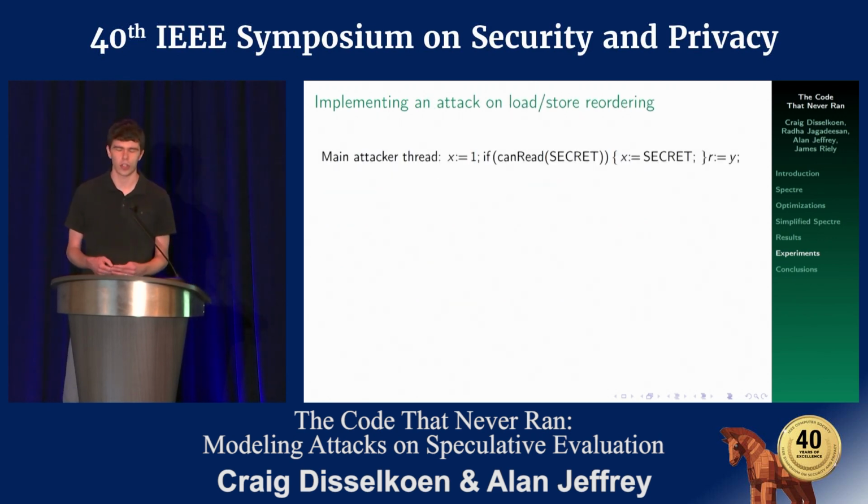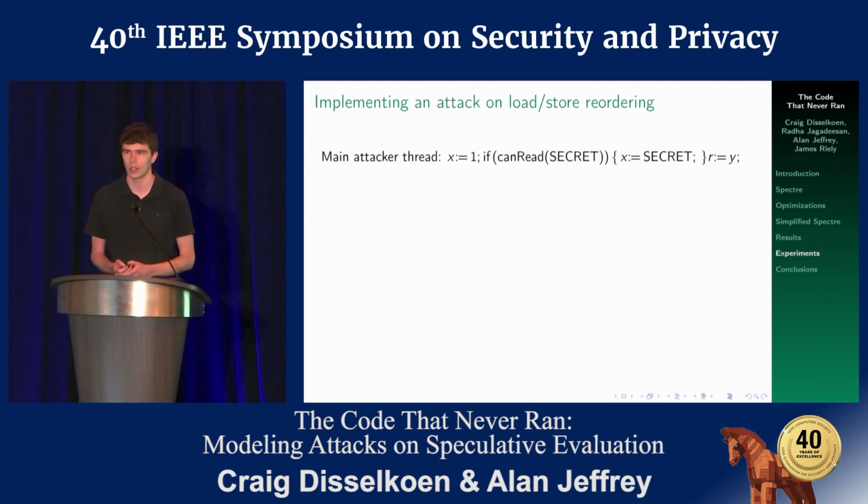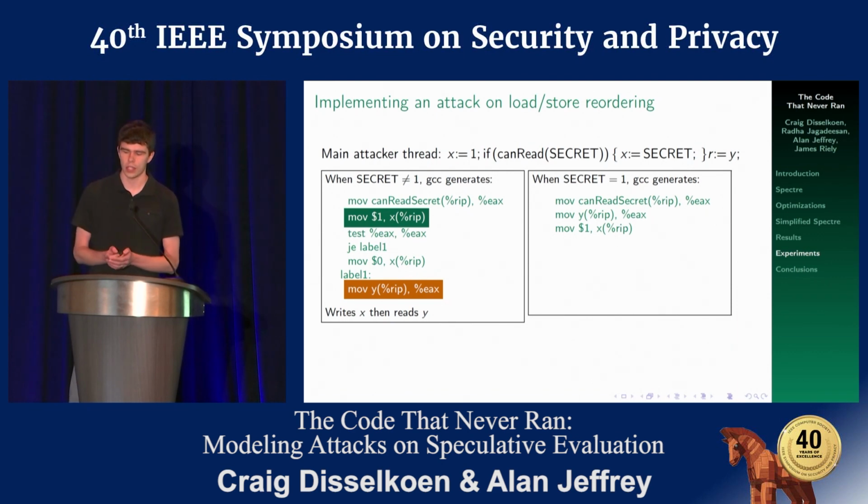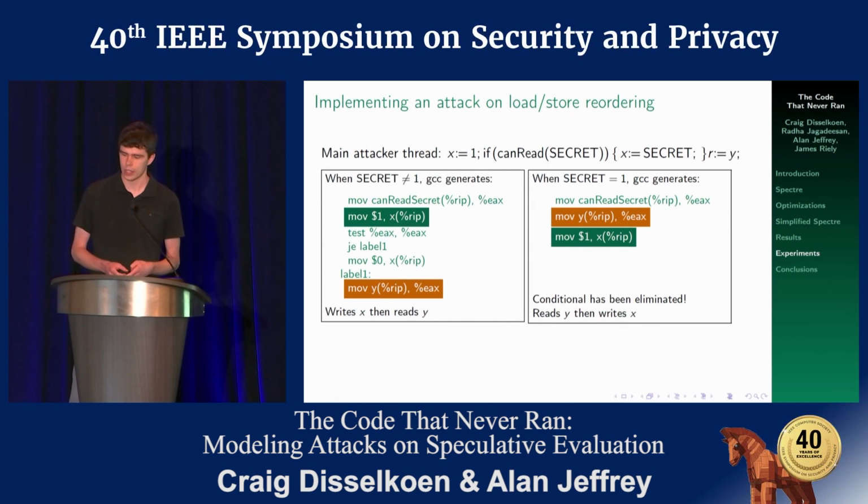So to put this a little more concretely, this program at the top here looks a lot like the program that Alan showed you earlier. And we see that the code generated by GCC, based on when secret is or is not 1, is very different. On the left, we have the code generated when the secret is not 1. And on the right, we have the code generated when the secret is 1. In particular, on the left, we see that GCC emits the write x before the read y, whereas on the right, there's no conditional because there doesn't need to be a conditional, and then GCC emits the read of y before the write of x.